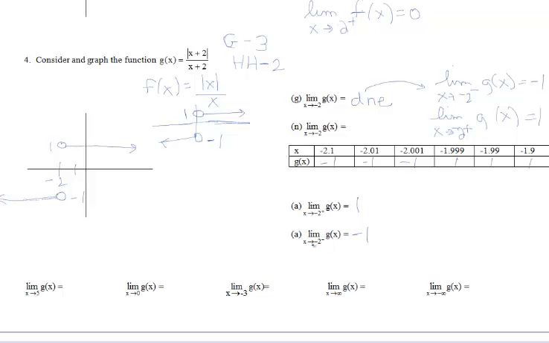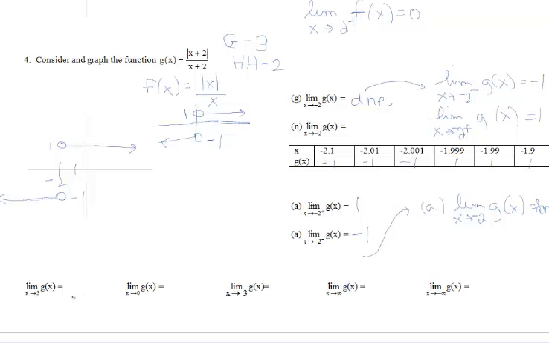So therefore, I'm not sure why I don't have this here, but analytically, without the whole data table, the limit does not exist. The limit as x approaches -2 of g of x does not exist.